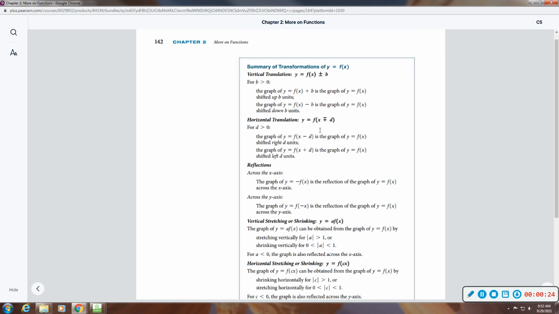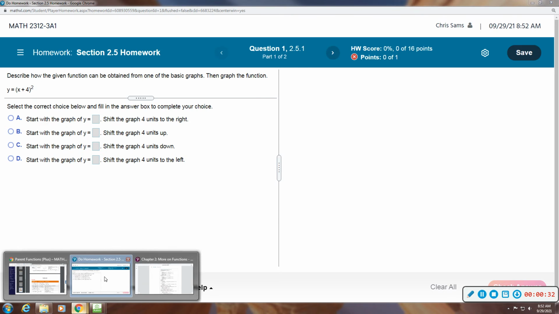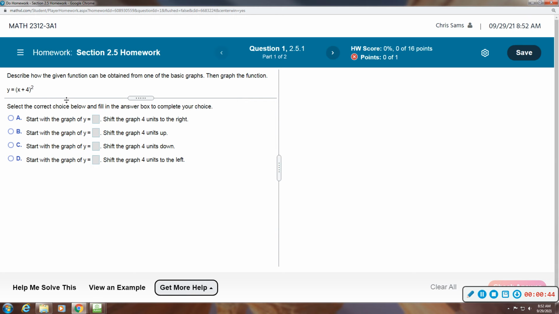That plus 4 is in grouping symbols, okay? It is in the grouping symbol, so that is going to associate with the transformation that happens when we're in the grouping symbols. When I see the plus, that's telling me that it's going to get shifted left that many units, okay? So that's what I want to describe here when I answer this.